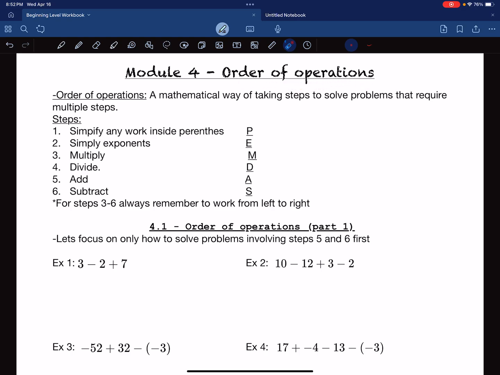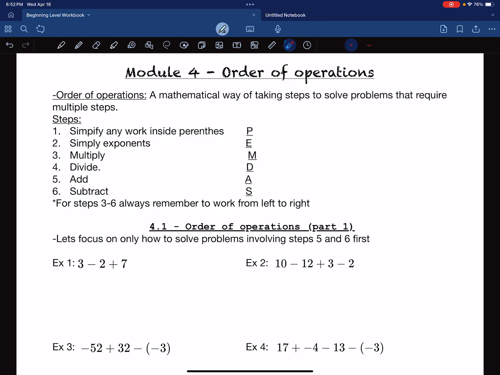So essentially what order of operations is, it is a mathematical way of taking steps to solve problems that require multiple steps. So it's essentially a way to turn something that requires multiple steps into a process, because you can't just do whatever steps you want, because unfortunately that will cause issues. So we have a certain order of doing operations, or a certain order of doing multiple steps.